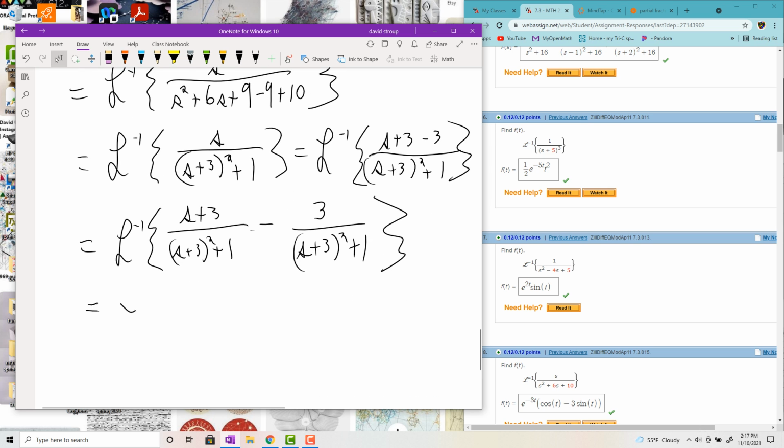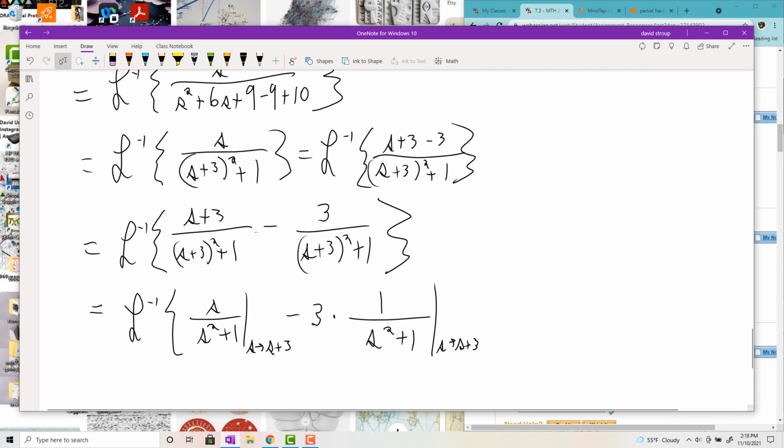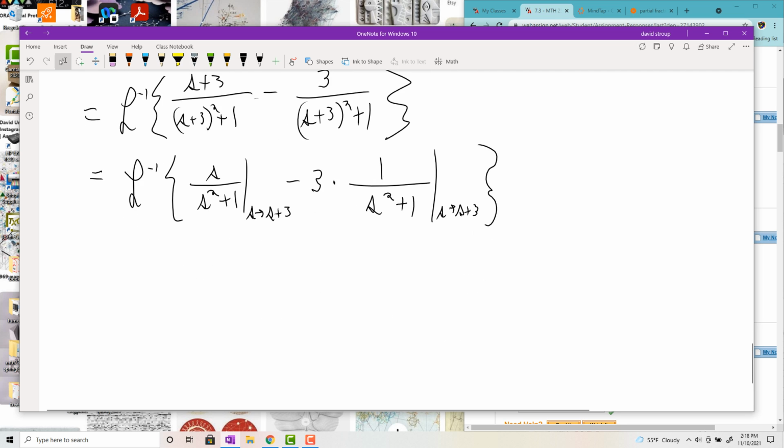So anyways, let's take a look. Laplace inverse of s all over s squared plus 1, where we're doing the shift of s over to s plus 3, minus, we could factor the 3 out of the inverse Laplace there in a sec, but anyways, it'll be 3 times 1 all over s squared plus 1 with this translation of s over to s plus 3. Okay, and parentheses out here.